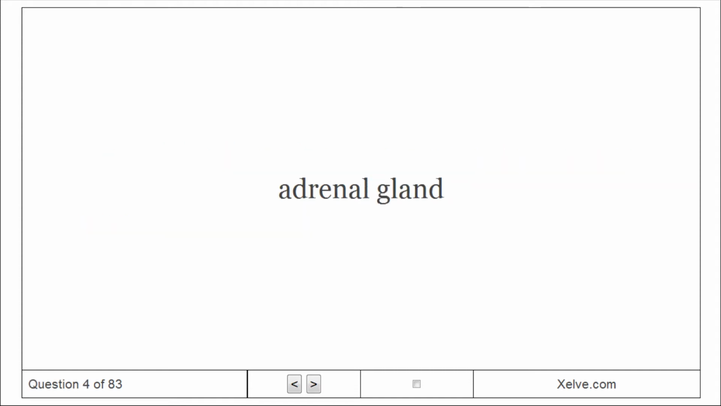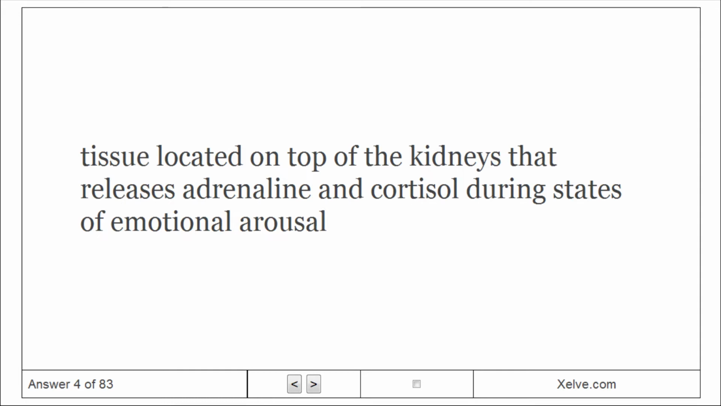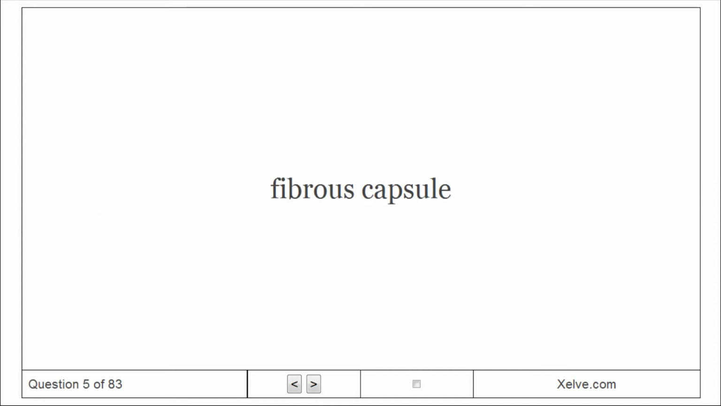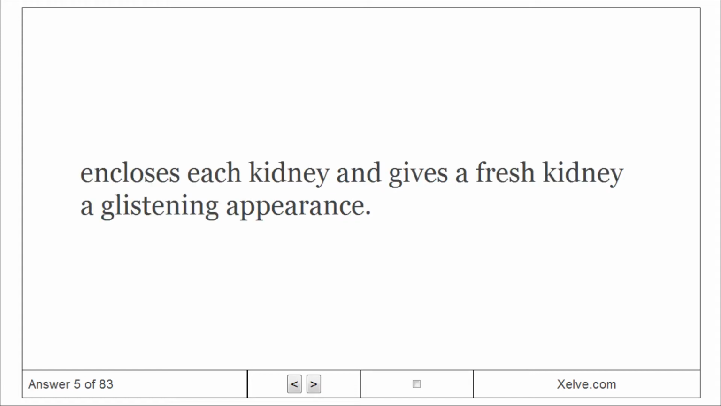Adrenal gland. Tissue located on top of the kidneys that releases adrenaline and cortisol during states of emotional arousal. Fibrous capsule. Encloses each kidney and gives a fresh kidney a glistening appearance.